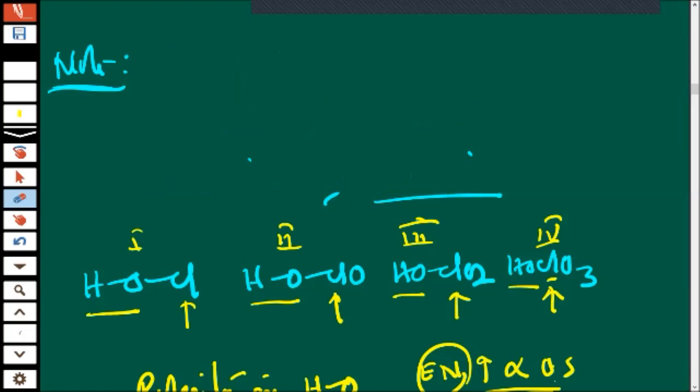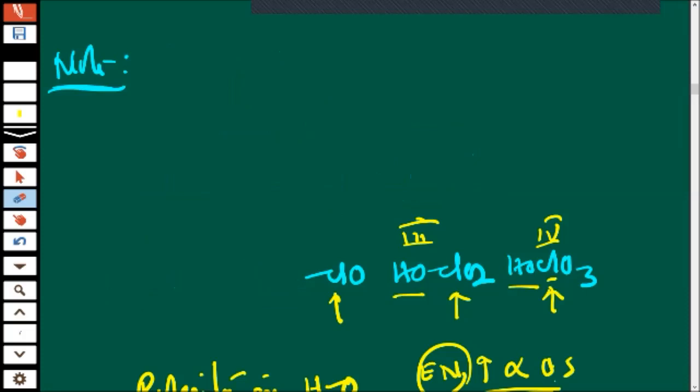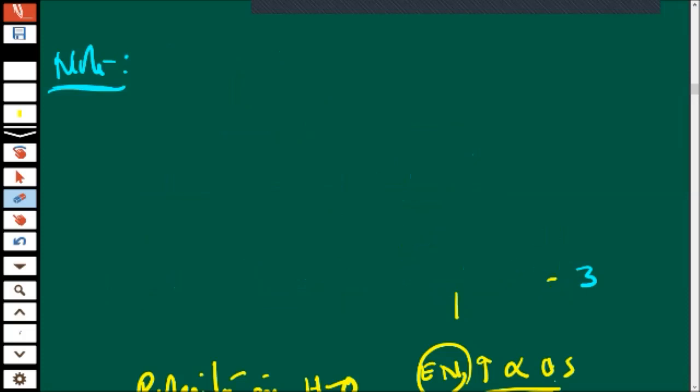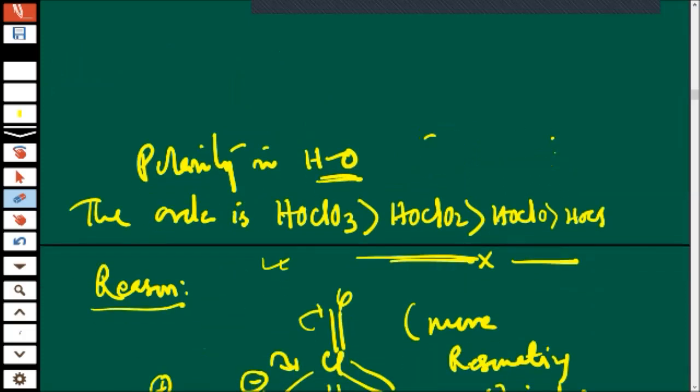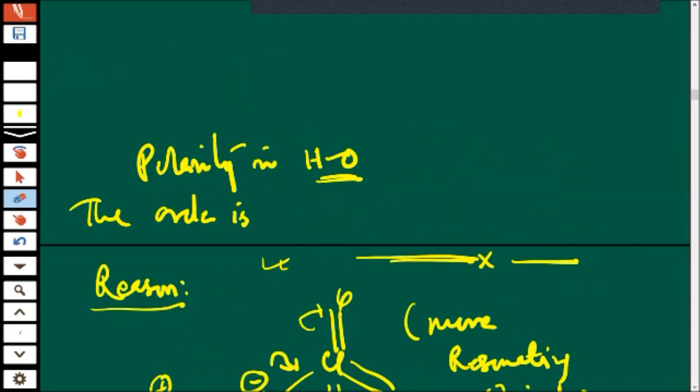If the difference is more, it means that the lower oxidation state doesn't want to go for the higher oxidation state. And if the difference is less, then definitely they want to go for the higher oxidation state. That is the thing.